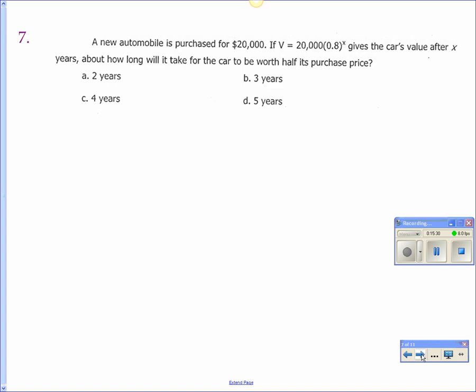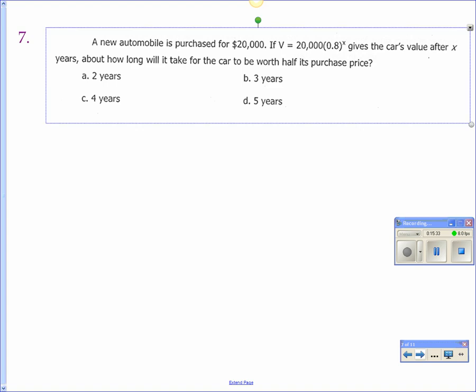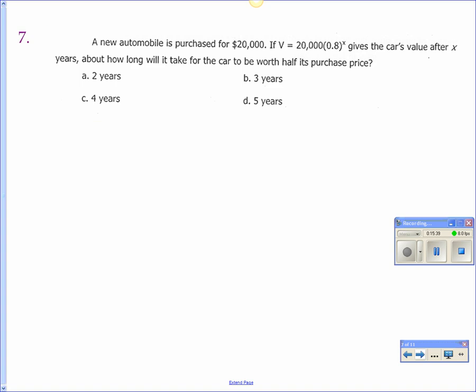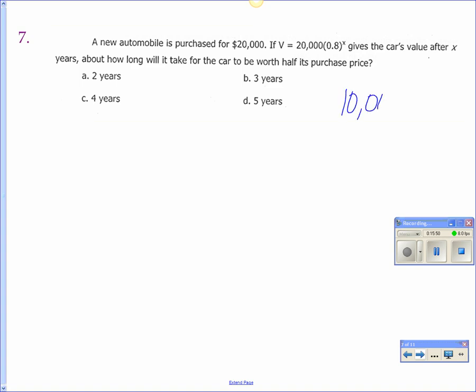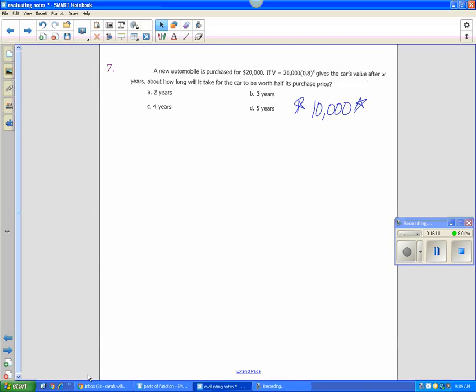So do I know what X is? No. Okay, so I'm going to work this one a little different. How much did I buy the car for? 20,000. Good. I bought it for 20,000. What is half of that price? 10,000. So how about writing that down? $10,000. That's what I need to know. When it's going to be $10,000. Where could I put this in my calculator? Where could it go? The y equals. So let's do that. I'm going to show you step by step what we're going to do.